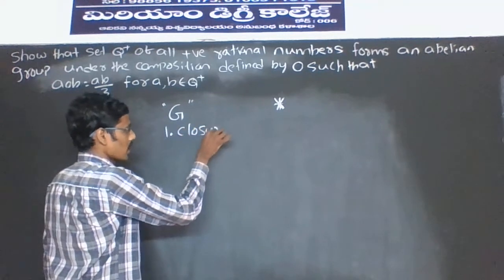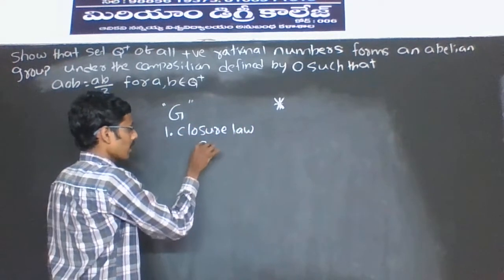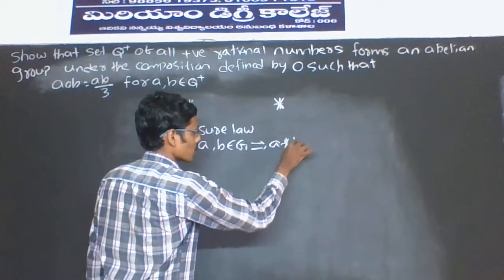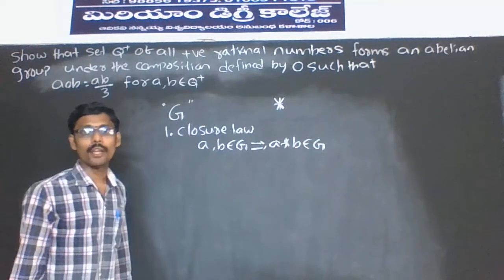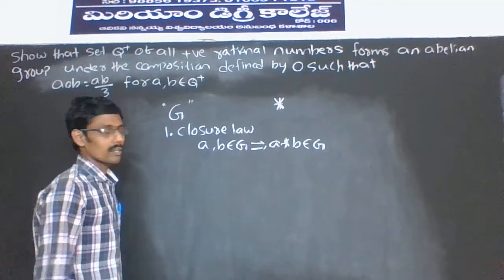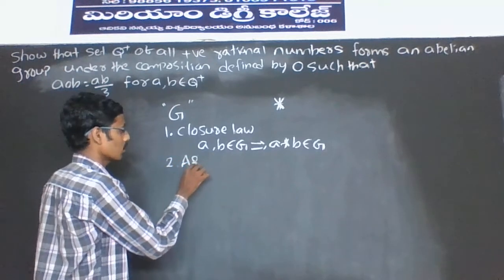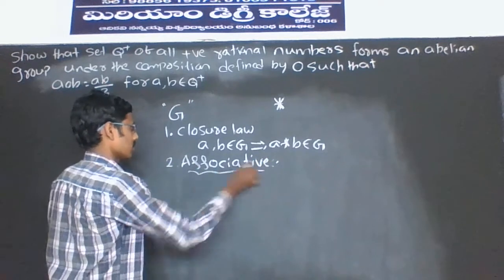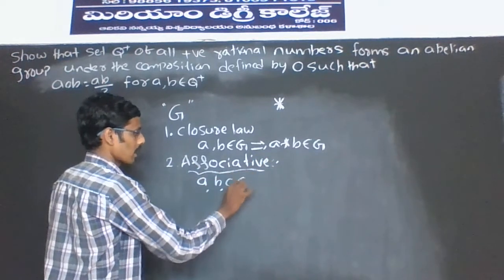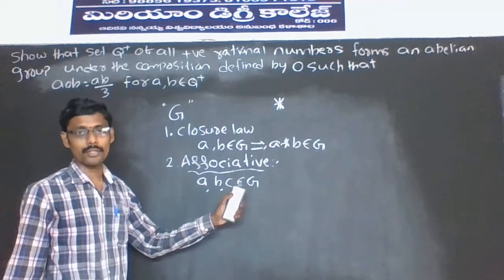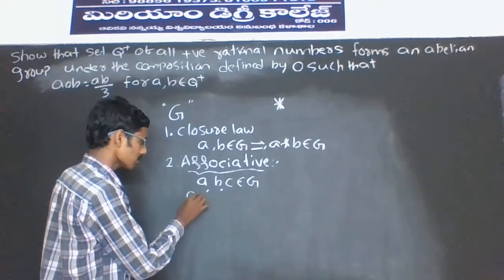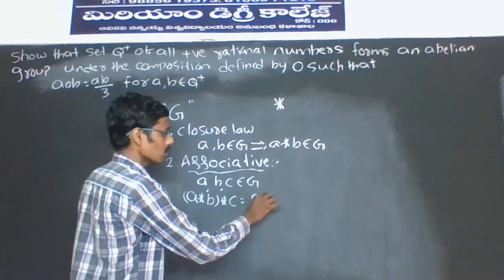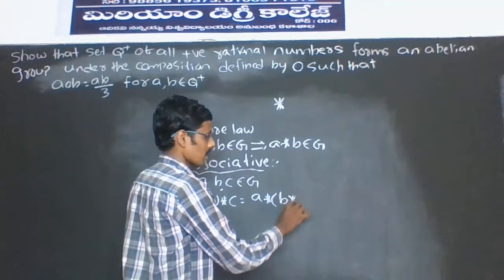First one, closure. A, B belongs to Z implies A star B belongs to Z. Second one, associative. A, B, C belong to Z, then (A star B) star C is equal to A star (B star C).